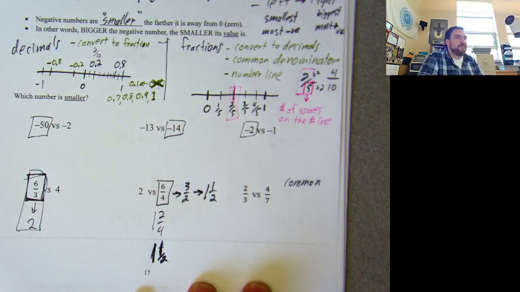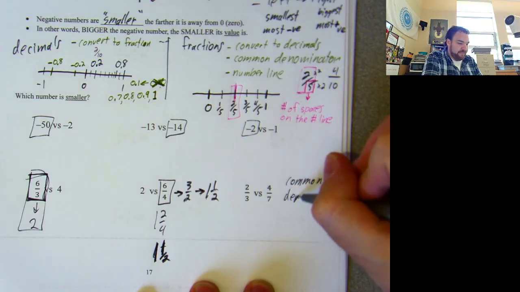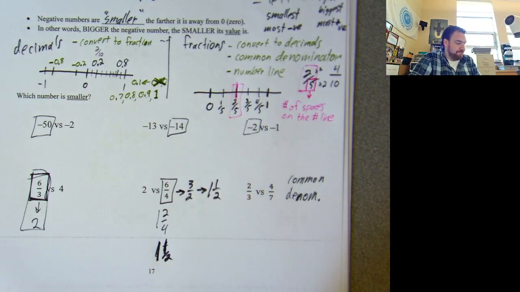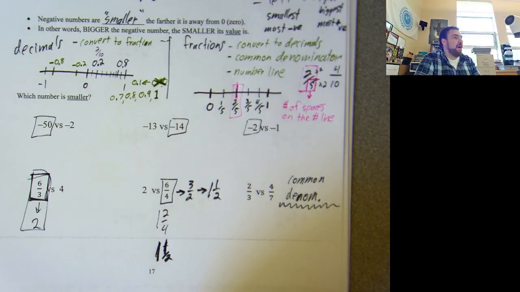If I give you multiple fractions, a way to analyze this is to find a common denominator. I'm not going to write out the whole word, I'm just going to call it a common denom. What is the rule for finding a common denominator?